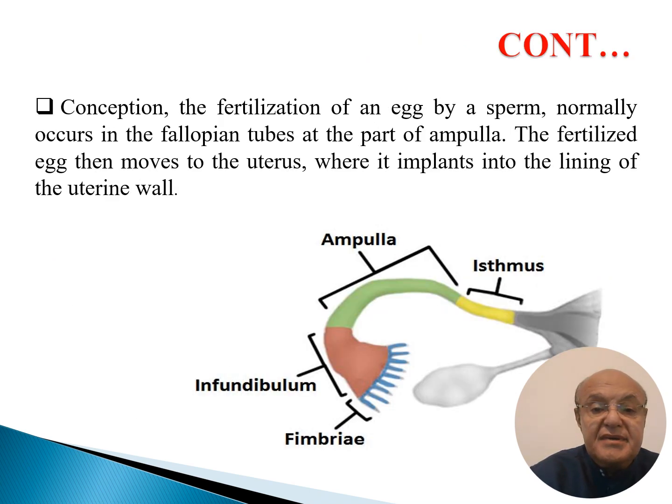Here is the fimbrial part, then the infundibulum. The infundibulum is a cone attached to the fimbrial part, and then the ampulla, which is the widest part, and then the isthmus, the narrowest part of the tube, and the isthmus continues into the cornua of the uterus, of the womb.